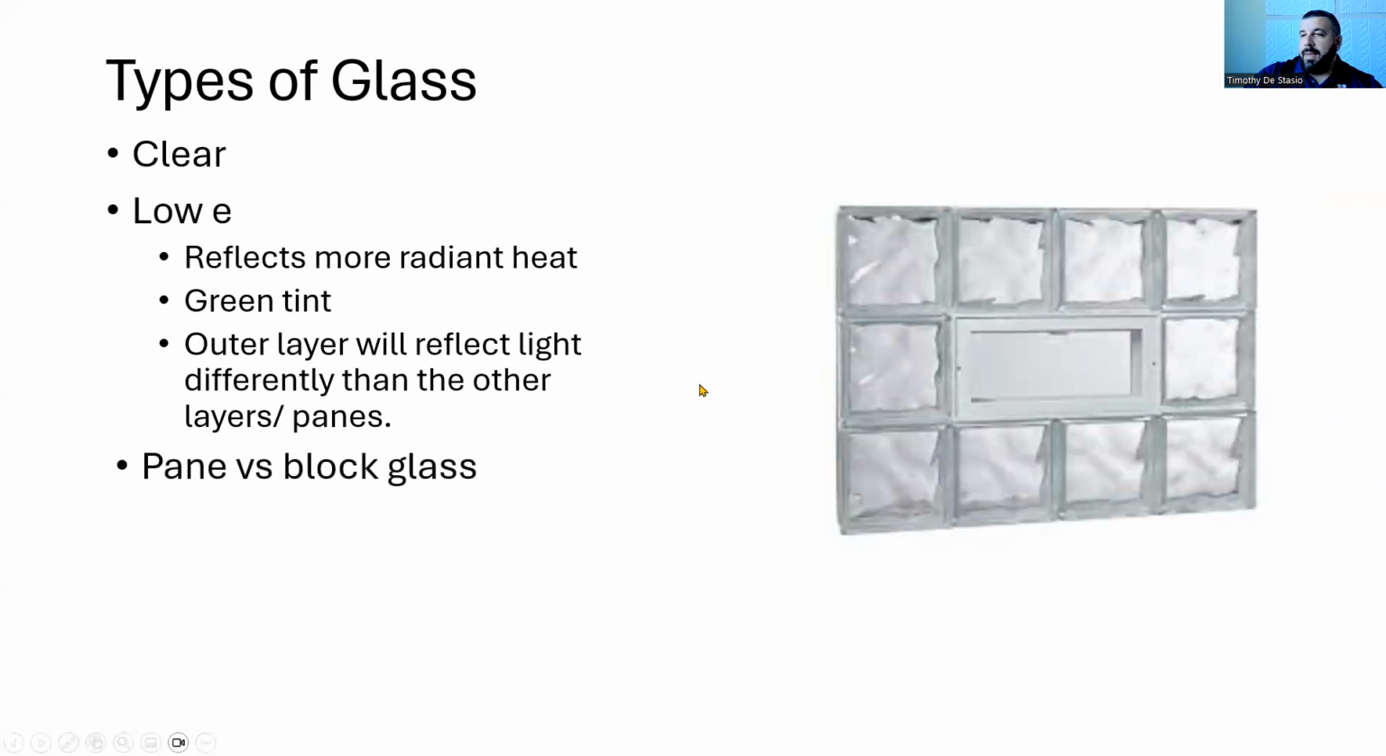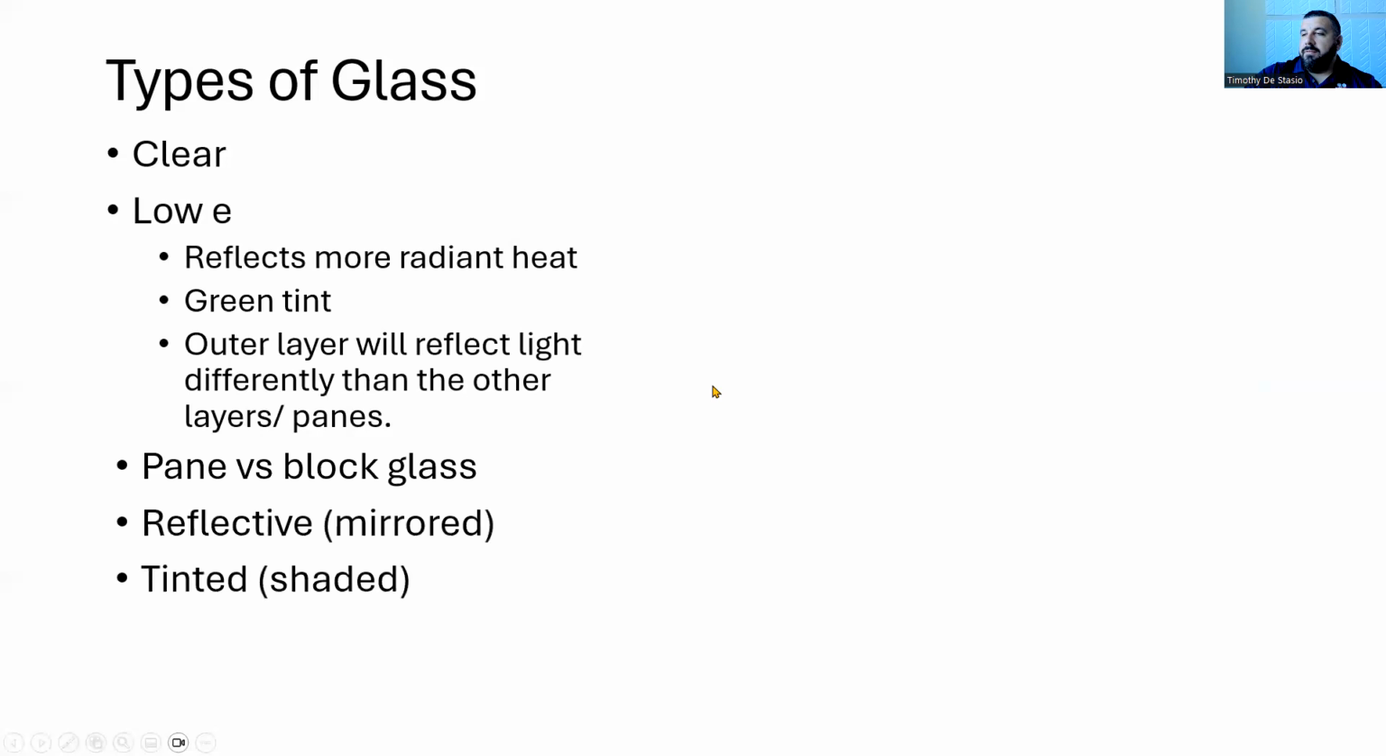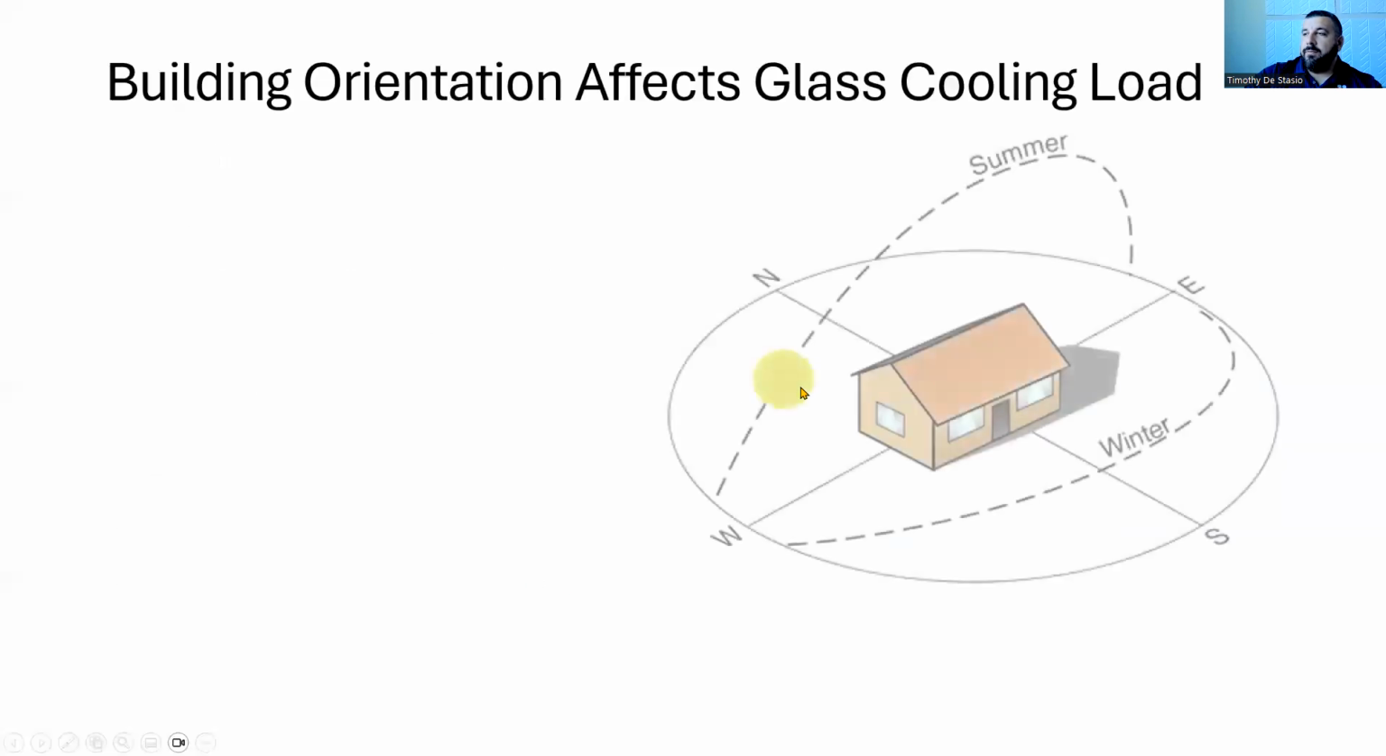There's other windows like pane versus block glass. You're going to want to enter that in the software. A lot of times you'll see this block glass like in bathrooms because they allow light to come in, but they don't allow people from the outside to see in. And then reflective and tinted glass, they're out there also. Just be mindful of that. They have different attributes. You want to enter that correctly in the software.